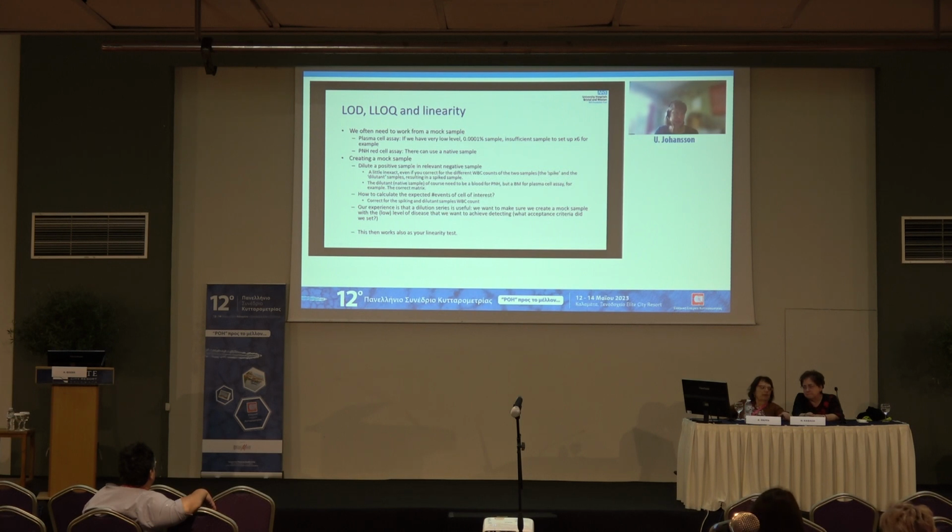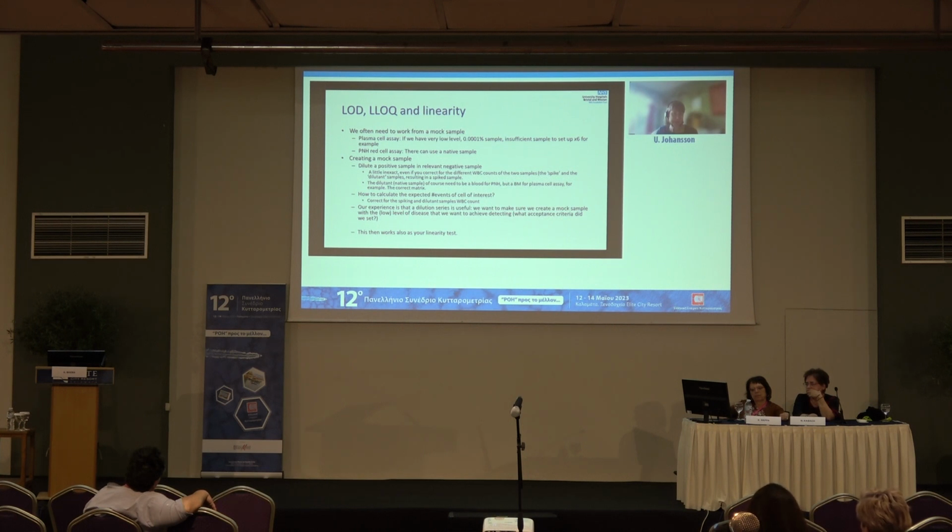And if we're going to create a mock sample, this is where linearity comes in as well. So we're creating a mock sample and we dilute it into the negative sample so that we get a linearity curve. And once we've done that, we can see which dilution will really be the best one to use for replicates to support our limit of quantification data. Okay? And there's more information on this slide for things to think about when you create mock samples.